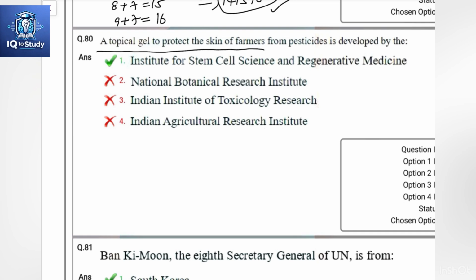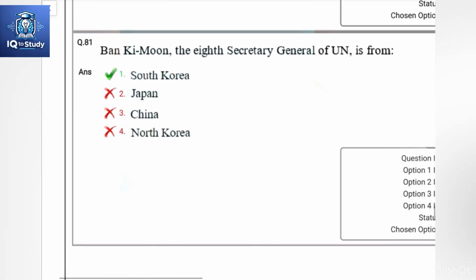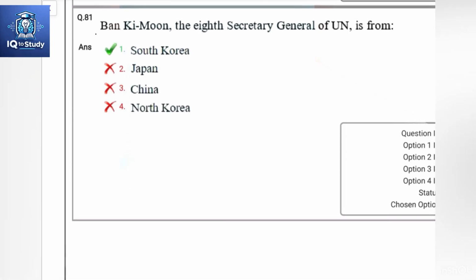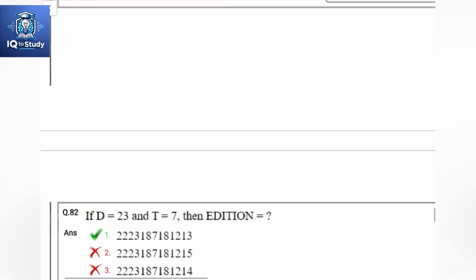A topical gel to protect the skin of farmers from pesticides is developed by Institute for Stem Cell Science and Regenerative Medicine. Ban Ki-moon, the 8th Secretary General of UN, is from South Korea.